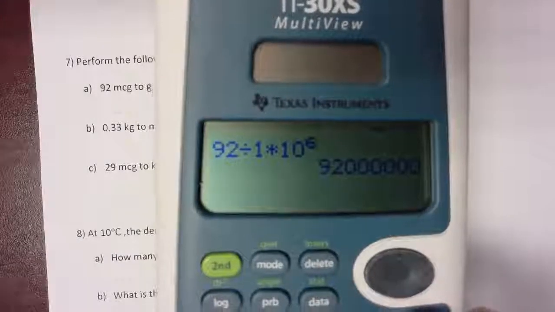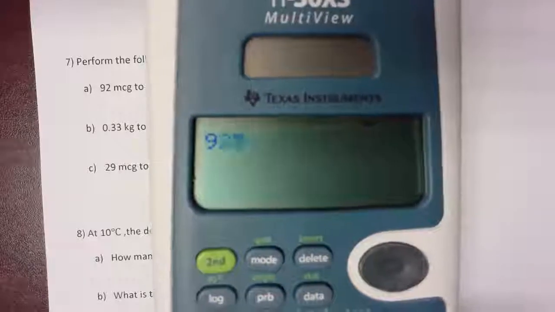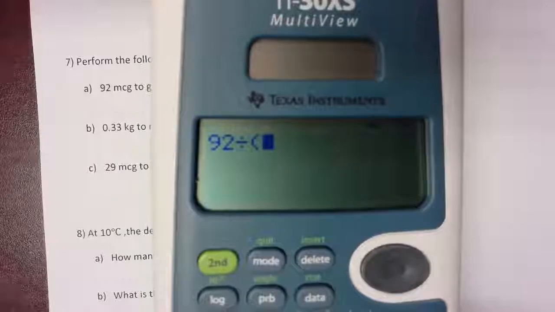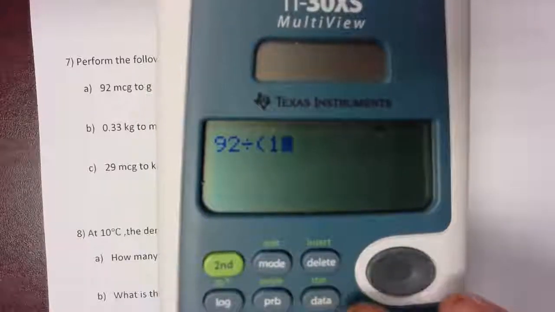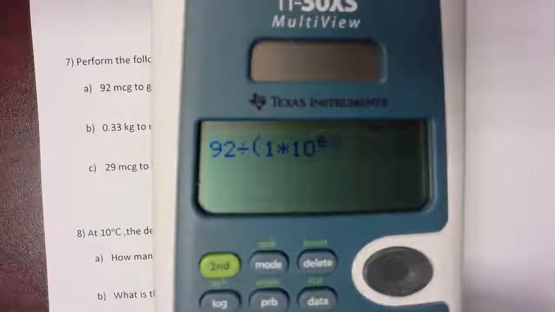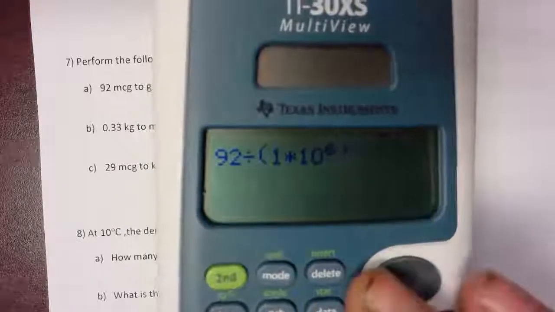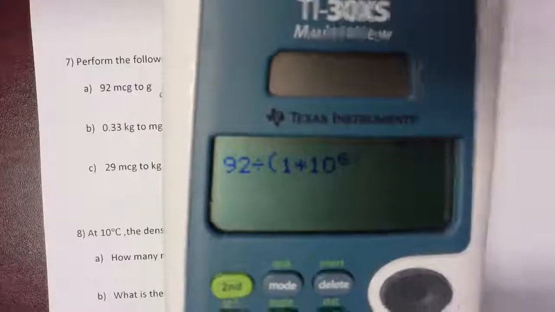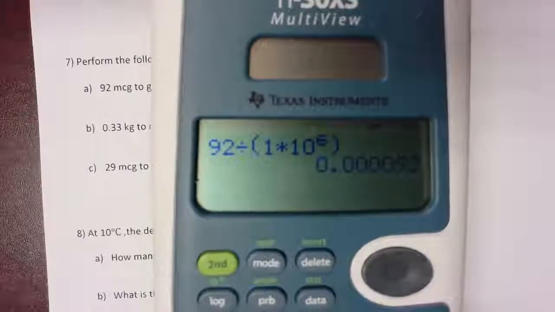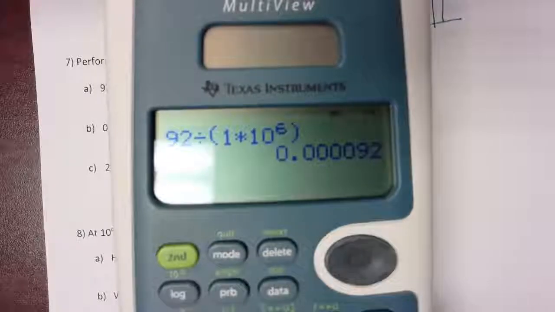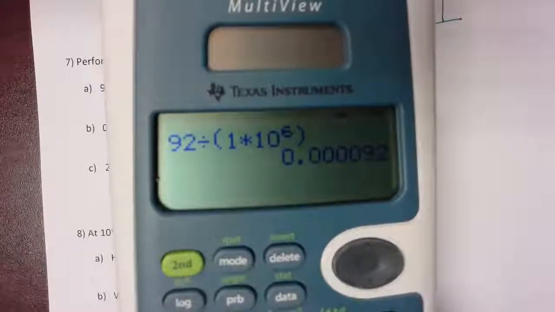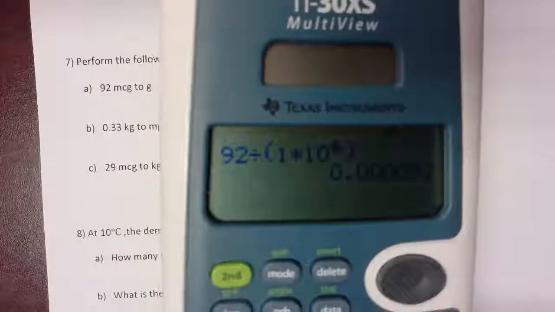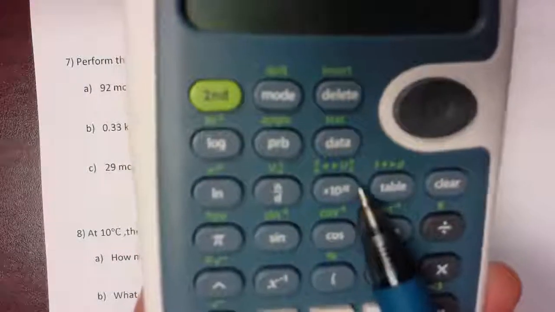Instead what you need to do is 92 divided by parentheses 1 times 10 to the 6th. And when you do that, you end up with 9.2 times 10 to the negative 5th. So if you have this calculator, you've got to use parentheses. It's kind of a pain.